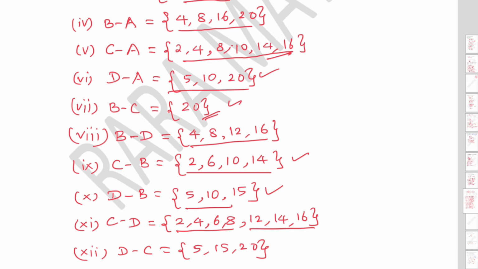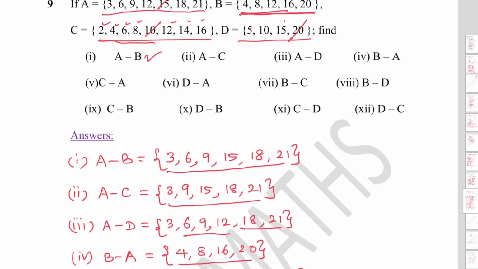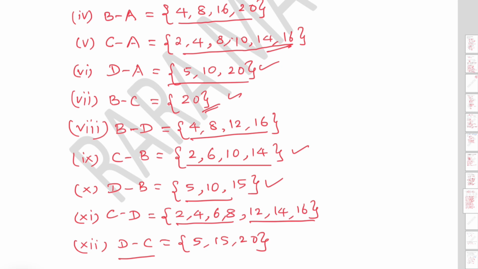Then the last one is D minus C. Set of all elements of D minus C. The only element found in C is 10. So you can write the remaining elements 5, 15 and 20. That is D minus C. So this is how you find the difference of sets.